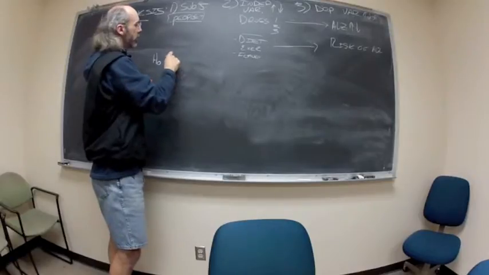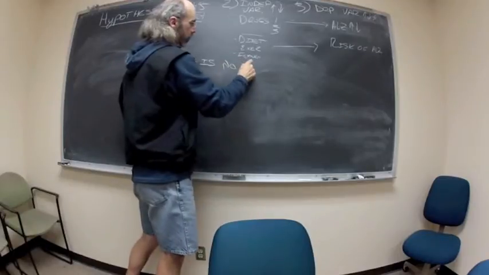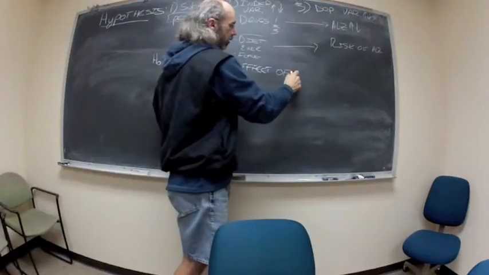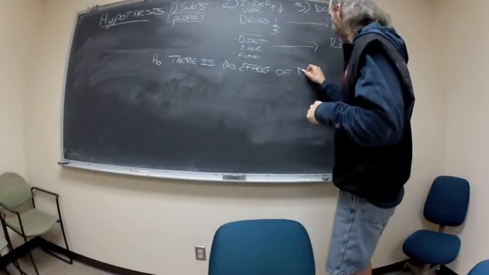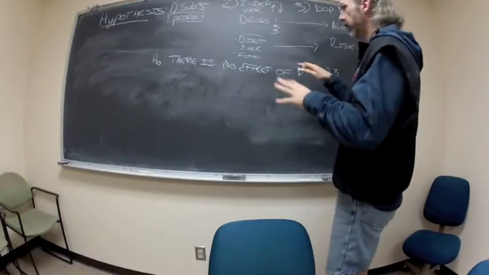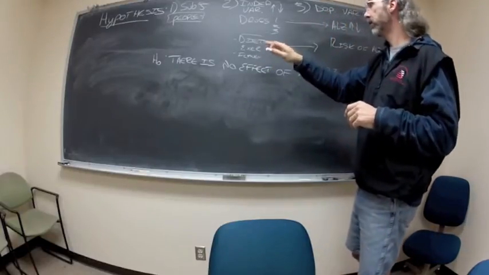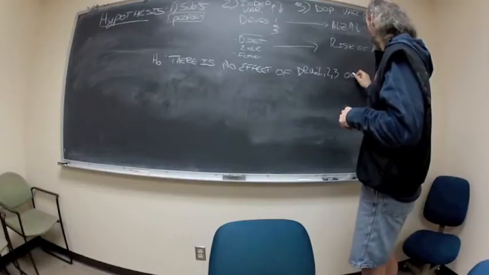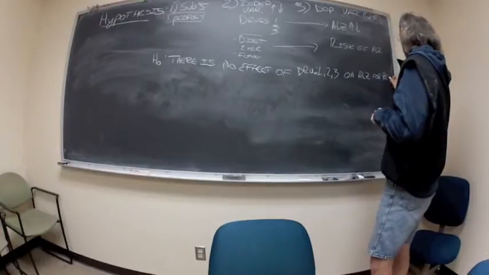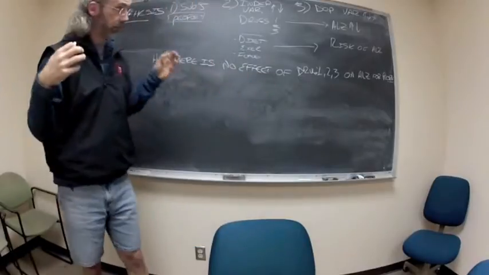right now the null hypothesis would be something like there is no effect of drug 1, 2, 3, and you could have a different hypothesis for each of these drugs. And that's actually what should happen. There's no effect of drug 1, 2, or 3 on Alzheimer's for people.